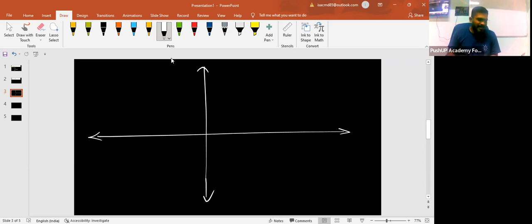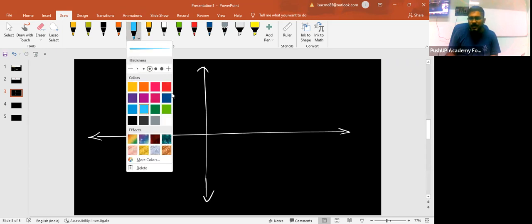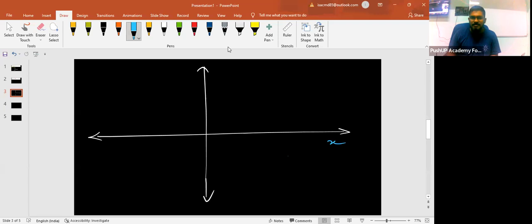But before that, children, I just wanted to ask you one thing. You all know this is the x-axis, and you all know this is the y-axis. My very first question is, online students can send me the answer in the chat box, offline students can raise your hand. What is the equation of the x-axis?